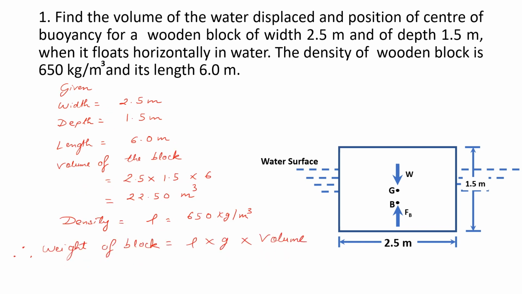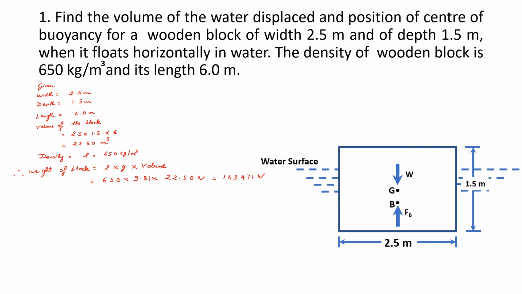Now we will find the weight of the block. So weight will be the multiplication of density, gravity and volume. The density value is 650 kg per meter cube. The value of acceleration due to gravity is 9.81 and the value of volume is 22.50 meter cube. So by multiplying this we will get 143,471 Newton as the weight of the block.